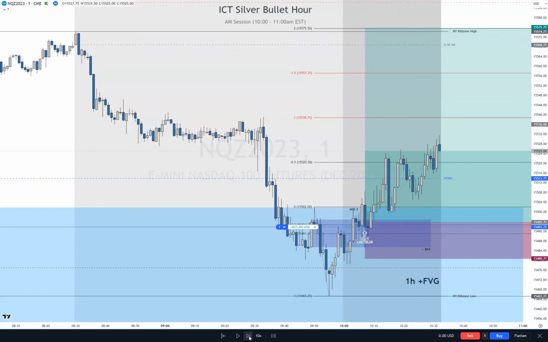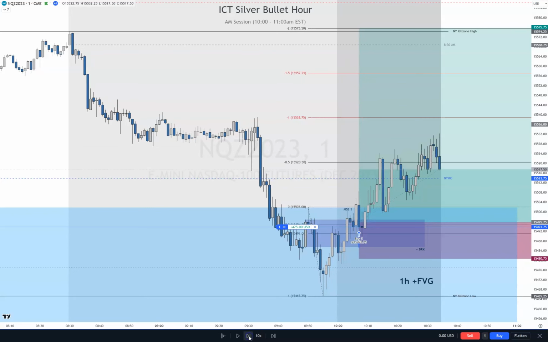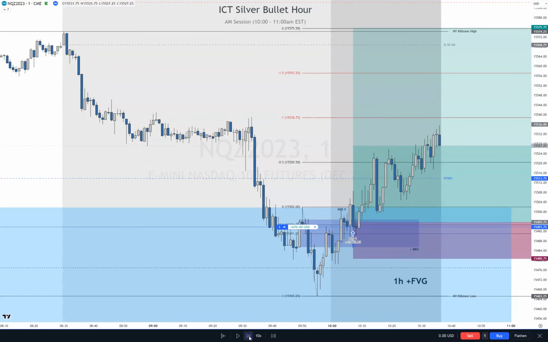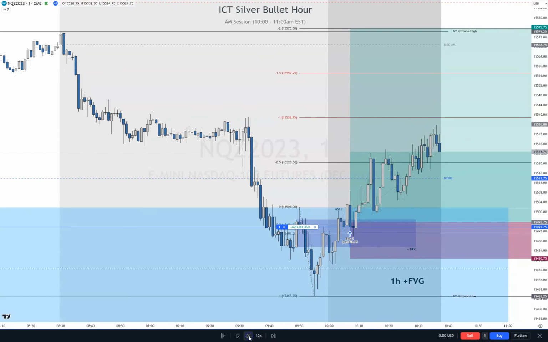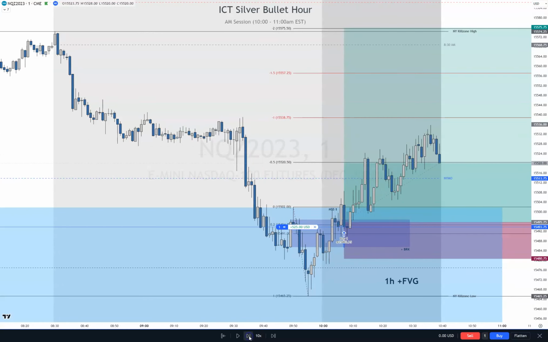I don't like that terminology, but that is what you're looking for when you're in a trending environment. So order blocks should be respected. So far they have been. That one.